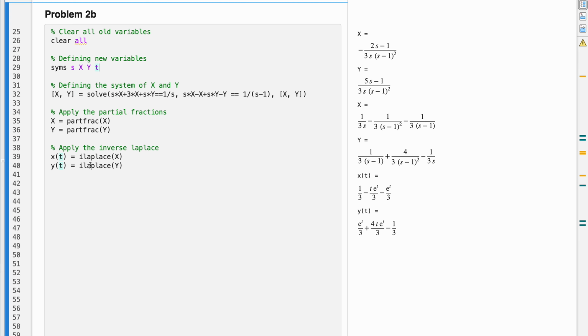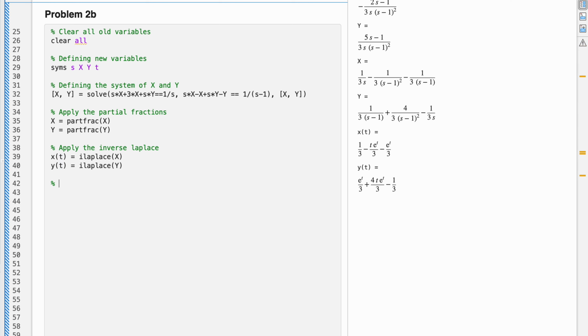And now we get this, which for x is 1/3 minus t e to the t over 3, which is what we got, minus 1/3 e to the t. Okay, and for y we get 1/3 e to the t plus 4/3 t e to the t minus 1/3.